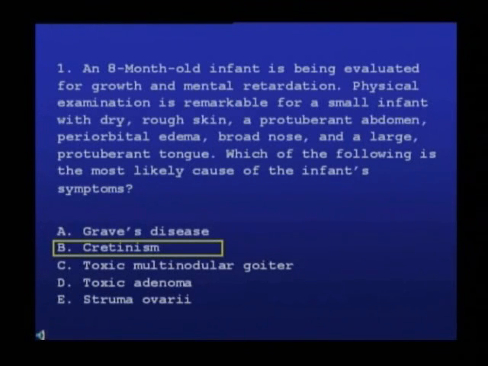Toxic multinodular goiter results in hyperthyroidism and usually is a consequence of chronic iodine deficiency. Toxic adenoma could refer to a hyperfunctional thyroid adenoma or a TSH-secreting pituitary adenoma. Whichever the case, both result in hyperthyroidism. Struma ovarii refers to an ectopic production of thyroid hormone from an ovarian teratoma, a type of ovarian neoplasm.